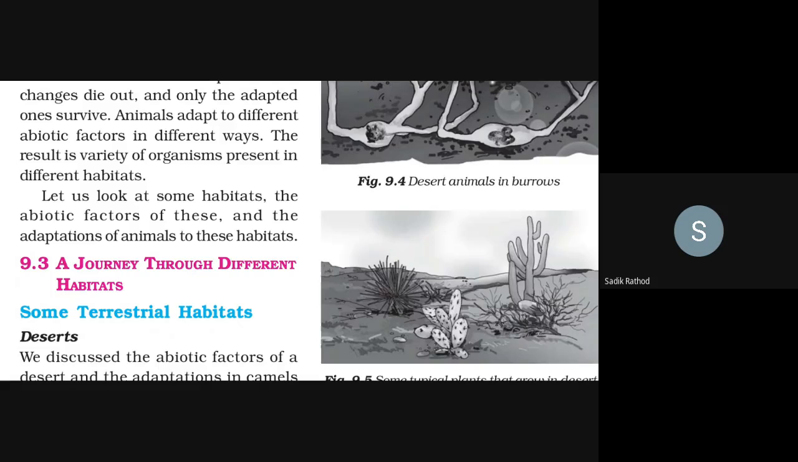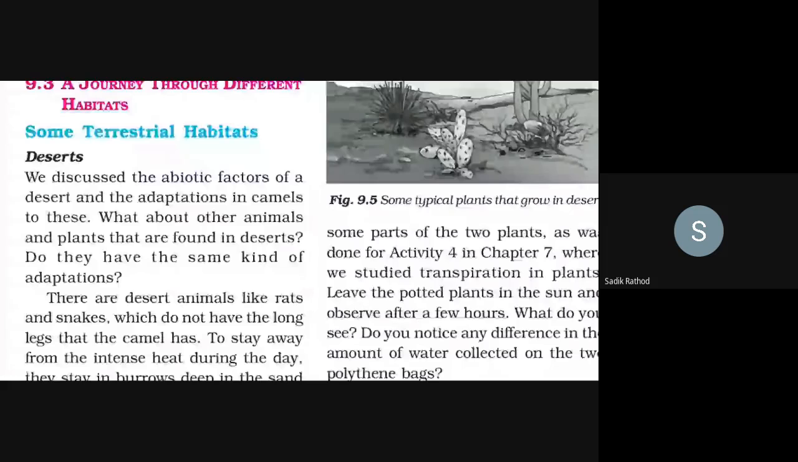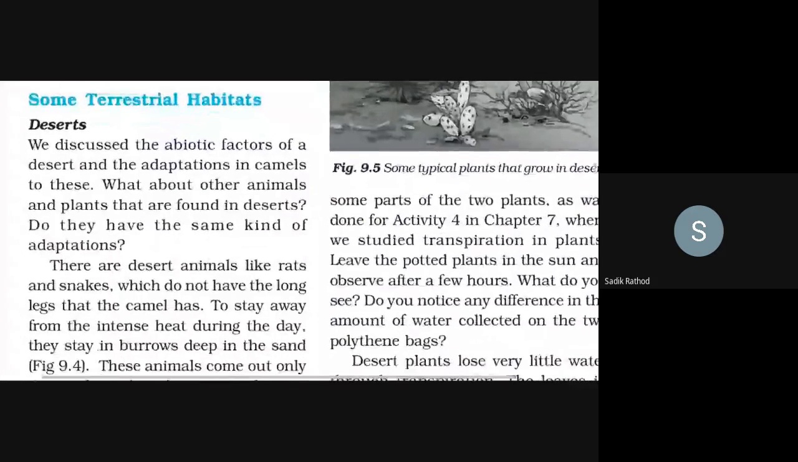Okay. As I told you, when you don't adapt to changes, you will die. I gave you the example of the dinosaur. They did not accept adaptation, so they finished. When you adapt, only then will you survive. Now we will see the different habitats, a journey of different habitats. First, some terrestrial habitats: desert.